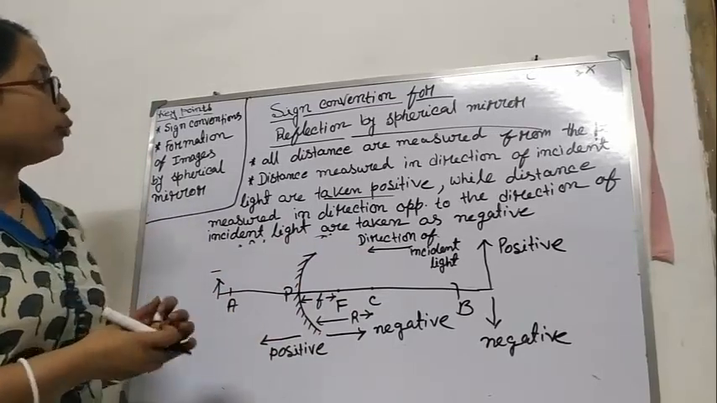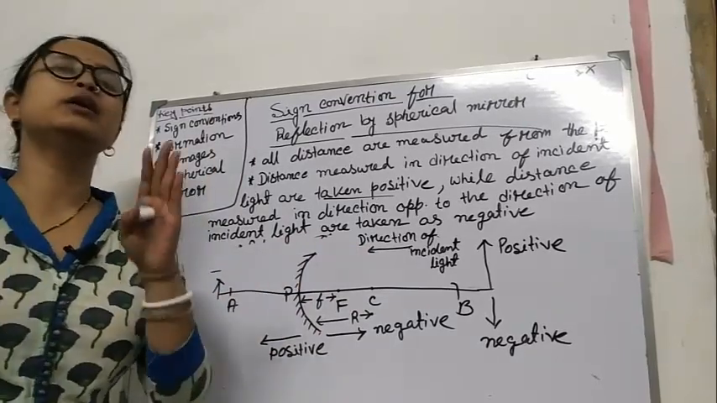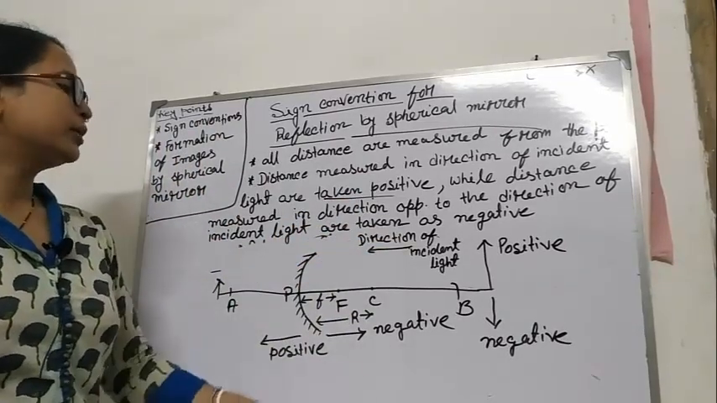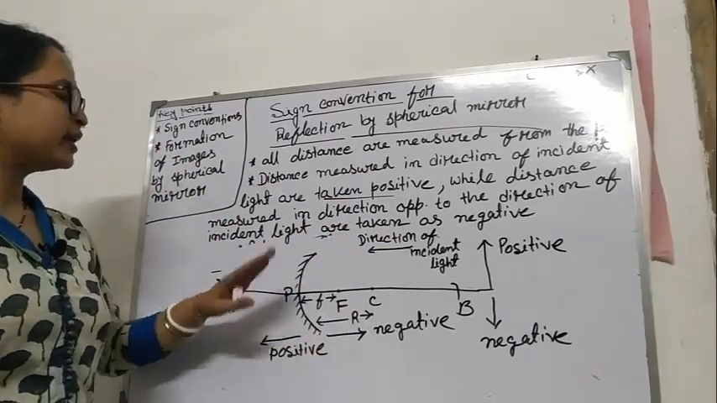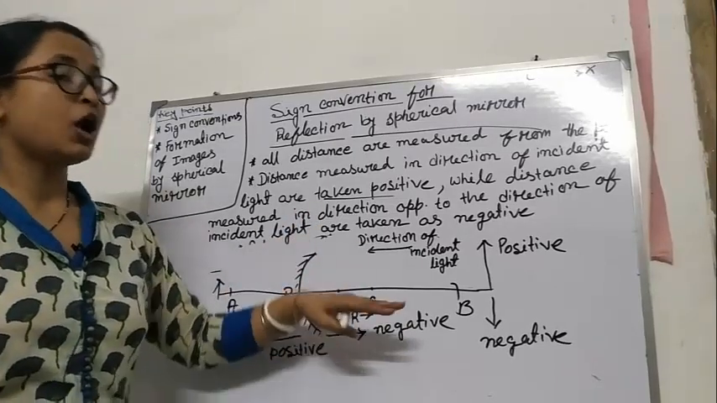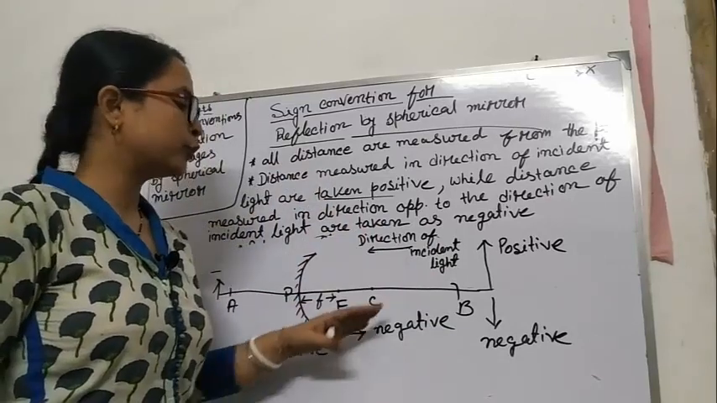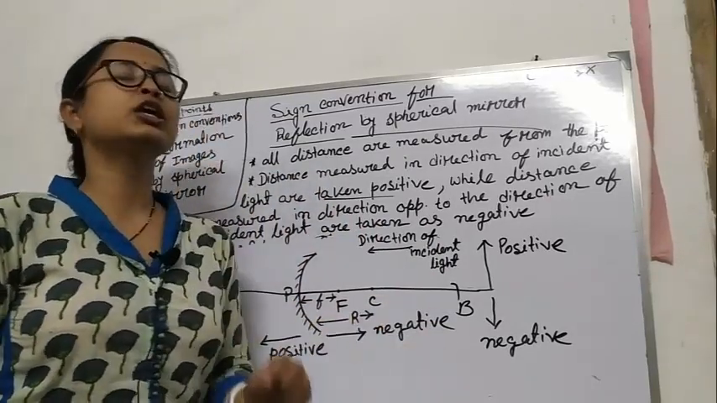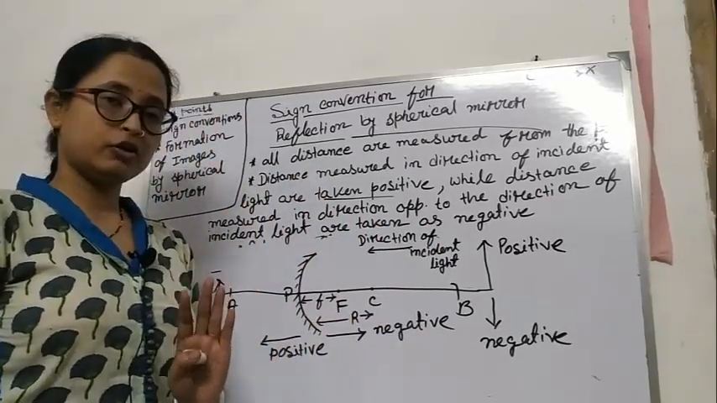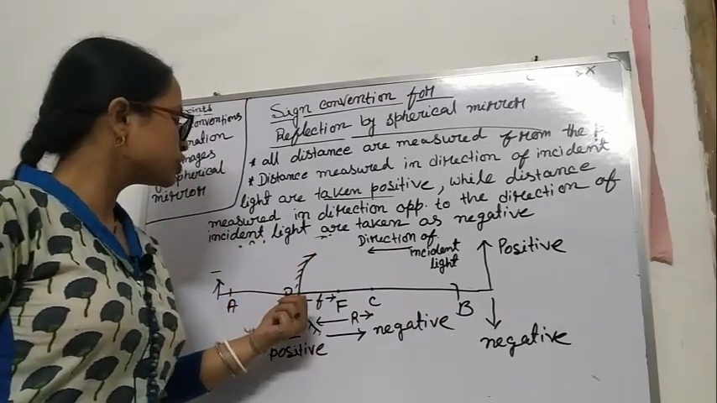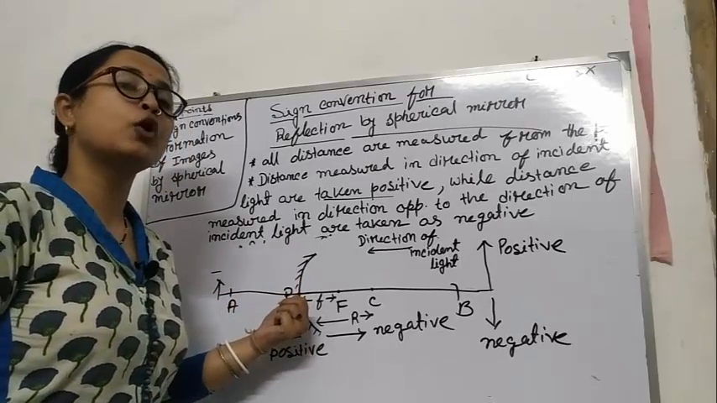So we can say that whenever we measure the distance in the direction of incident light, it will be taken as positive, and if we measure the distance opposite to the direction of incident light, then it will be negative. This thing you have to remember. And from where we have to measure the distance? Always we have to measure the distance from the pole.